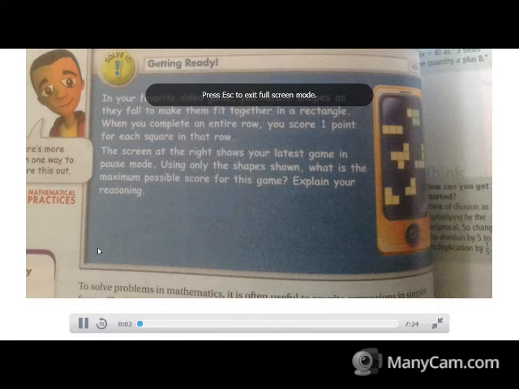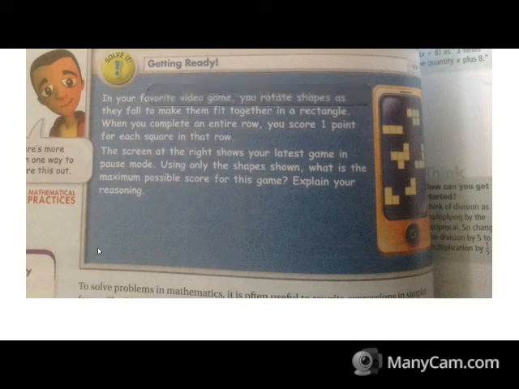All right, so for section 1.7, this is called the distributive property. In your favorite video game, you rotate shapes as they fall to make them fit together in a rectangle. When you complete an entire row, you score 1 point for each square in that row. The screen at the right shows your latest game in pause mode. Using only the shape shown, what is the maximum possible score for this game?